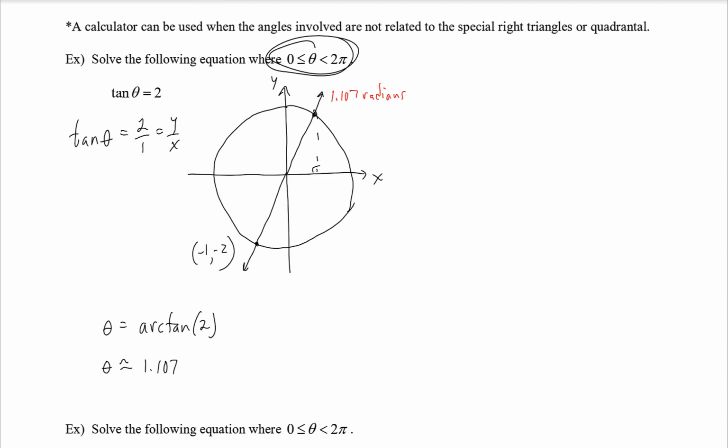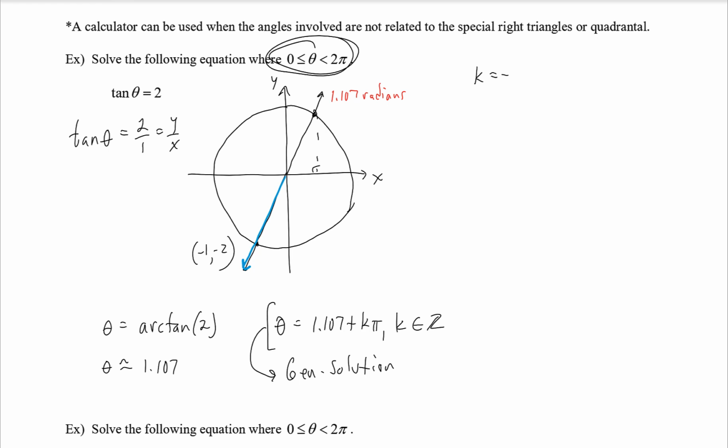So how do I get this one? How do I get this angle that this terminal side's on? I add pi, right? I add pi. So my general solution is 1.107 plus k pi, where k is any integer, right? That's my general solution. And I'm going to use the general solution to get all the answers that they've asked for.